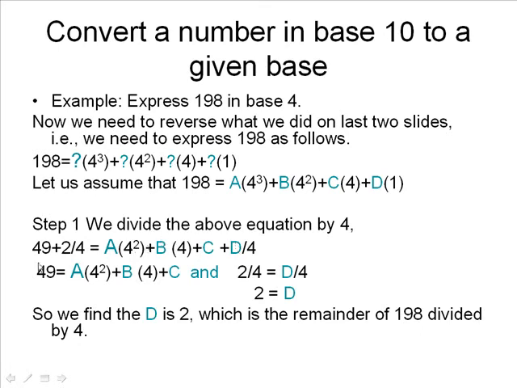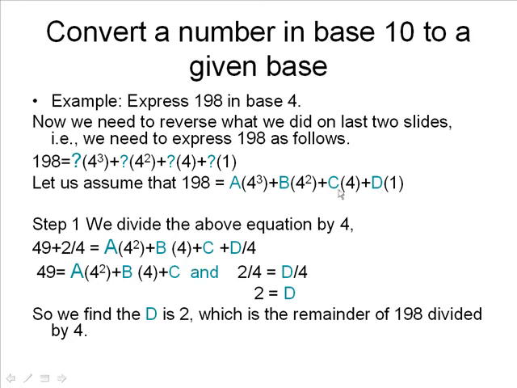So we have 49 equals A times 4 squared plus B times 4 plus C. And the fraction 2 over 4 on the left equals D over 4 on the right. This fractional equation gives us D equal to 2, and this is the last digit. Let's see how we found this digit. We divide 198, the number given, by 4, and the remainder 2 is the last digit.